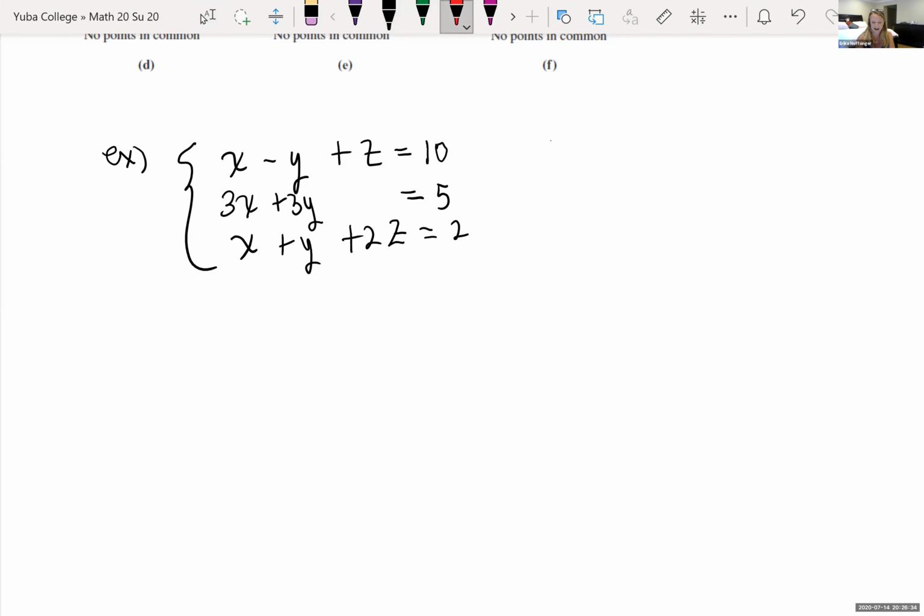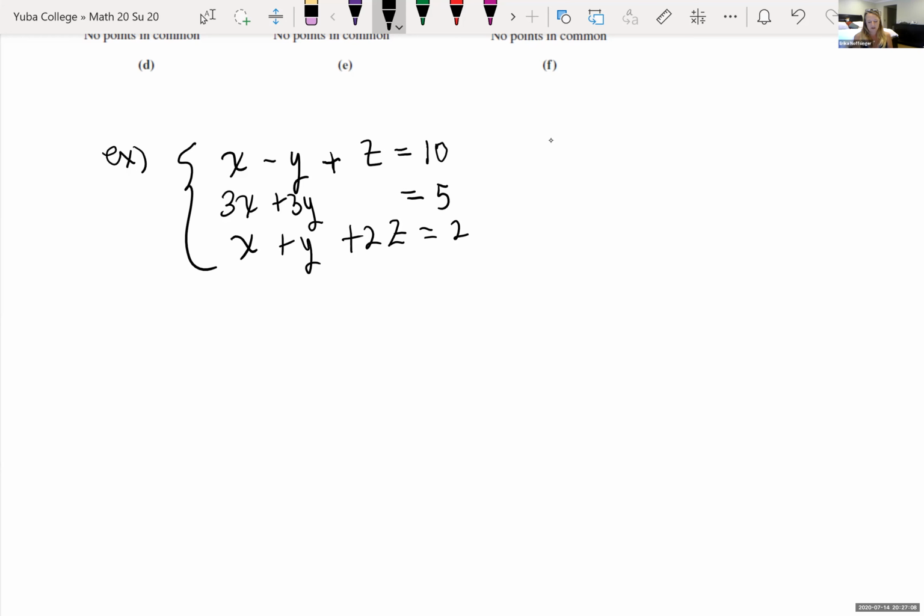Right there, I just noticed I did not copy that down right. So I'm going to put a minus here. Minus z equals 10. You know what? Sorry, I'm looking at the wrong problem. Let me go to the right problem. Negative x minus y plus z equals 10. That was right. 3x plus 3y equals 5. That was right. x plus y plus 2z equals 2. Okay, so I copied it down right.